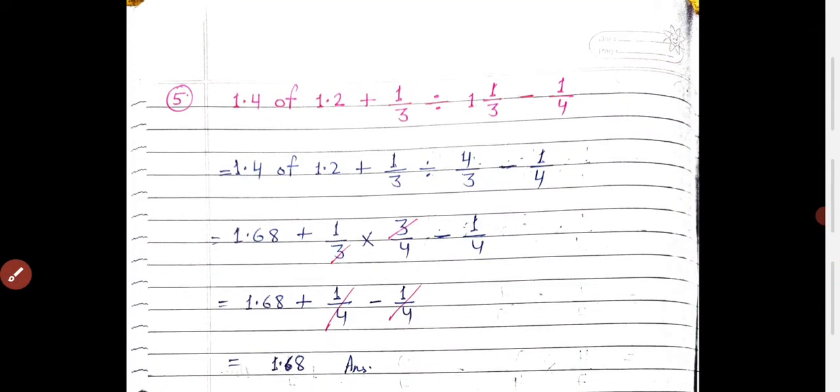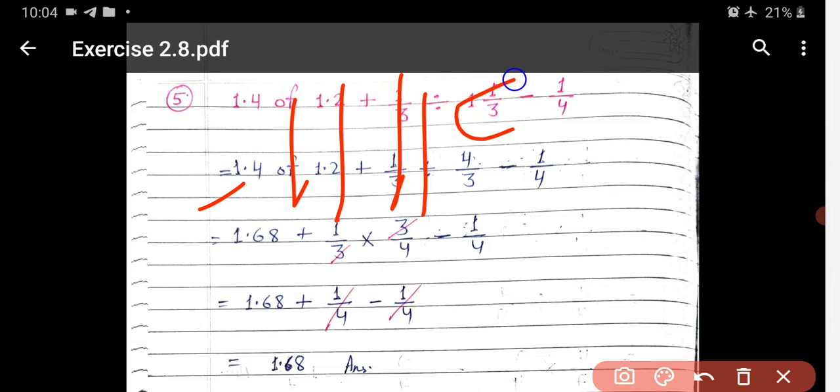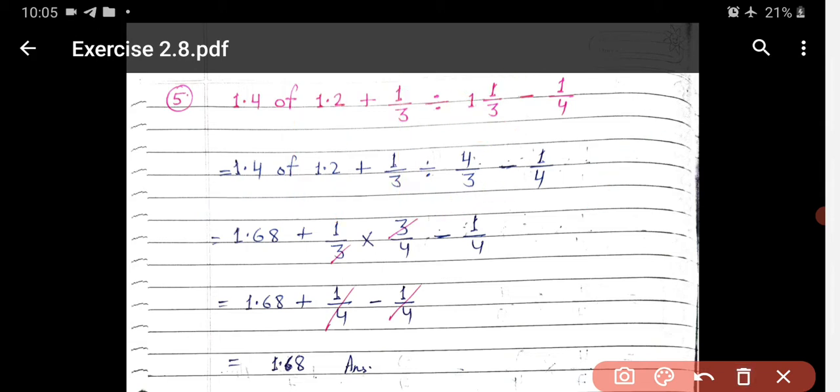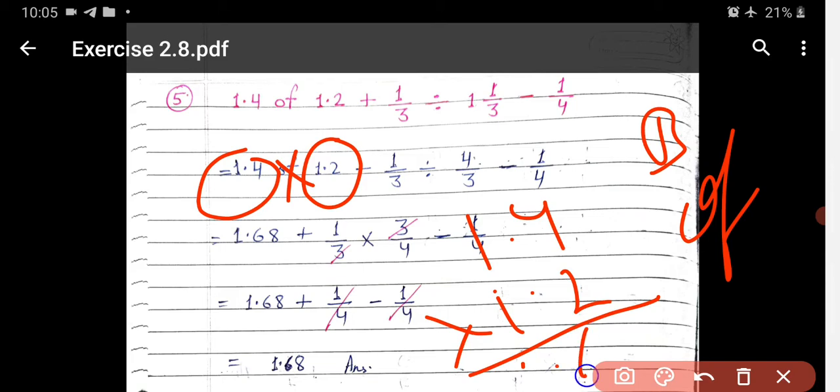Question number 5, 1 upon 4 of 1 upon 2 plus 1 upon 3 divided by 1 and 1 upon 3 minus 1 upon 4. Okay, first convert into an improper fraction. 1 upon 4 as it is, off as it is, 1 upon 2 as it is, 1 upon 3 as it is, divide as it is. Now 3 ones are 3 plus 1 becomes 4 upon 3. First step, you have to convert the number from the mixed fraction into improper fraction. Now what you do, after bracket is not there, now you have to solve off means multiply. So just 1 upon 4 off means multiply, you have to multiply by 1 by 2.